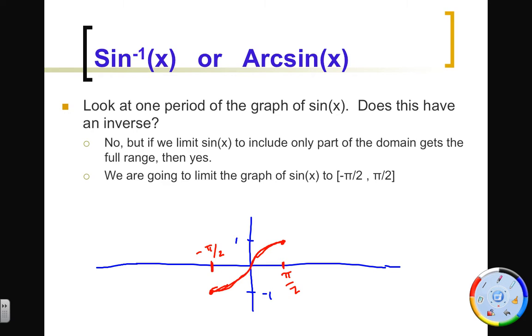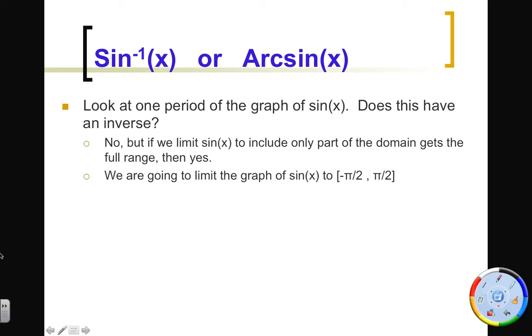But then we have to think about, okay, this is sine of x still. So now I want to reflect it across the line y equals x. And if you remember, the domain of the original becomes the range of the inverse. And the range of the original becomes the domain of the inverse. So let's clear this. Let's kind of take a different representation of this.